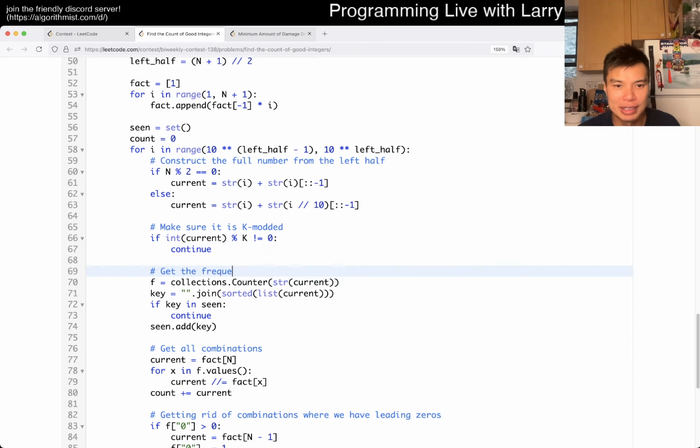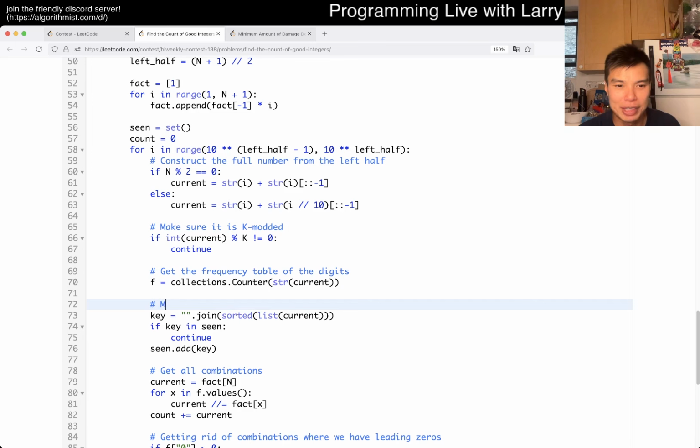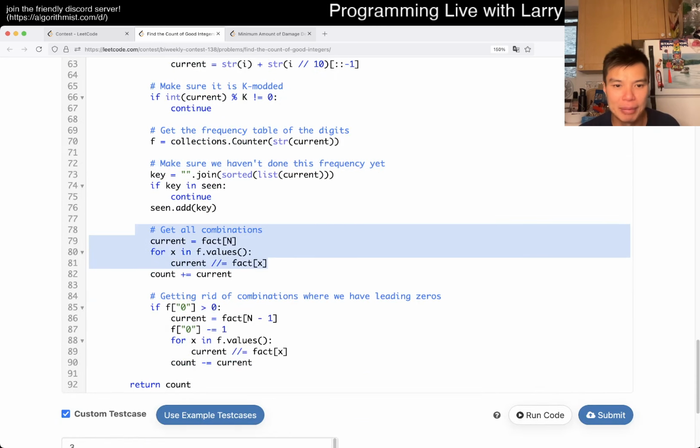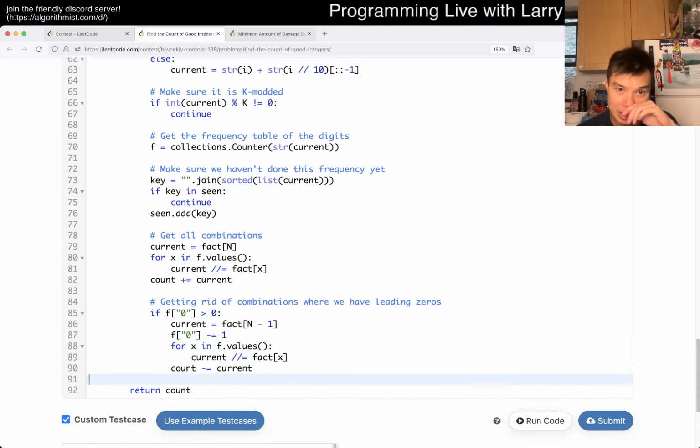Get the frequency table of the digits. Make sure we haven't done this frequency table before yet, because we would have already double counted. And then here we just get all combinations and get rid of combinations with a leading 0. And that's pretty much it.